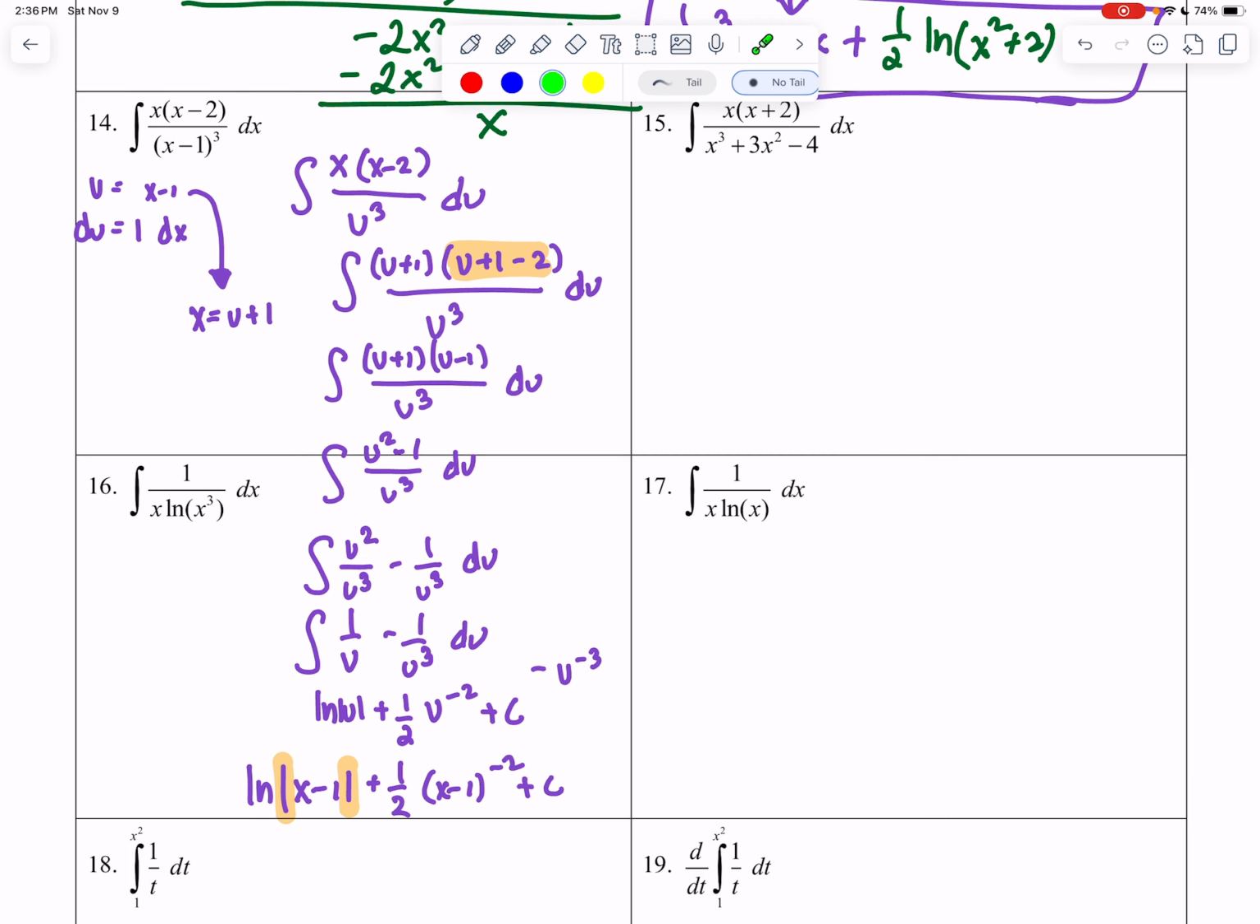In the next video, we are going to be talking about exponential differentiation and integration. That one is going to be more fun.